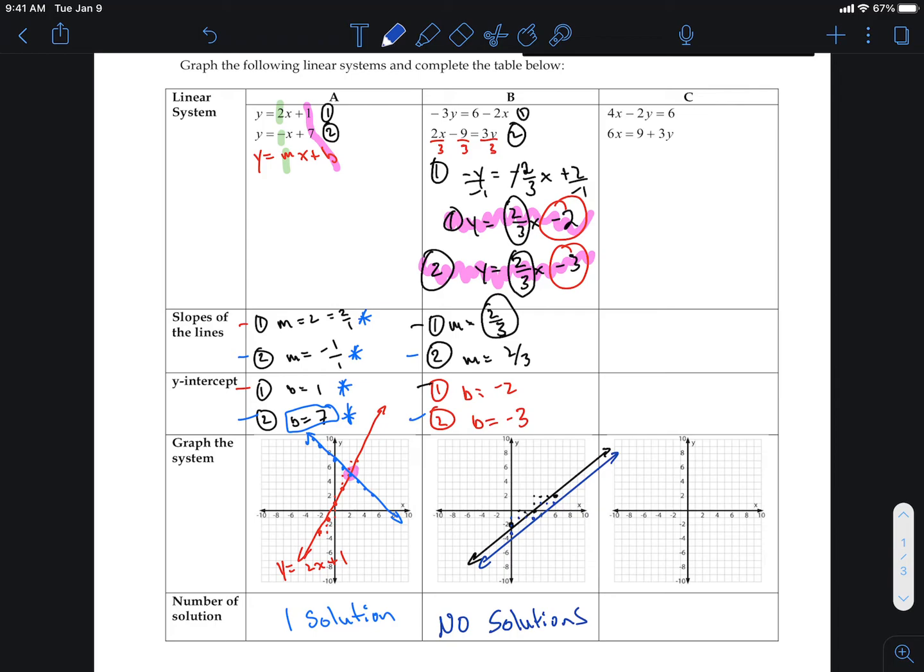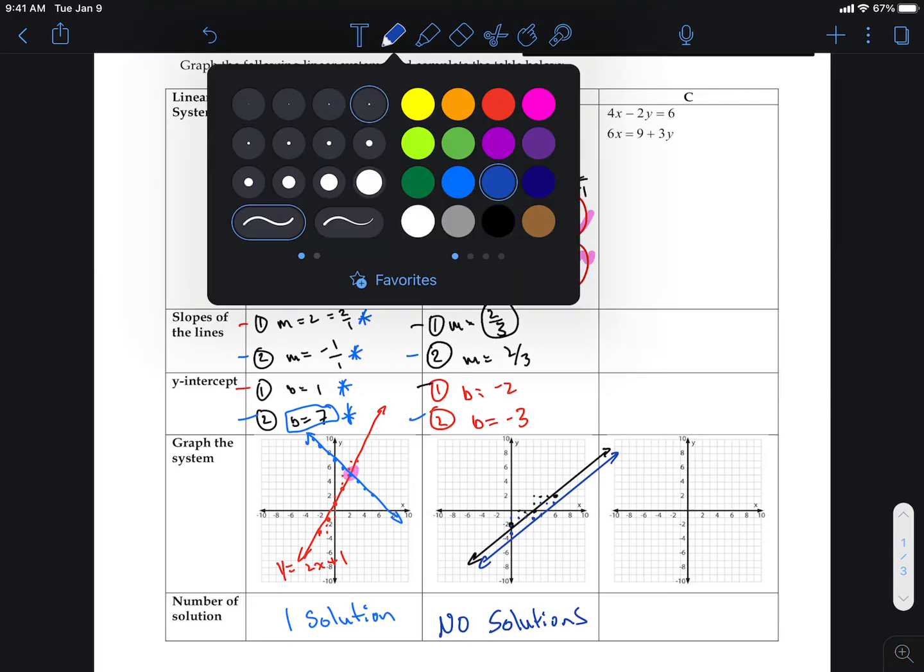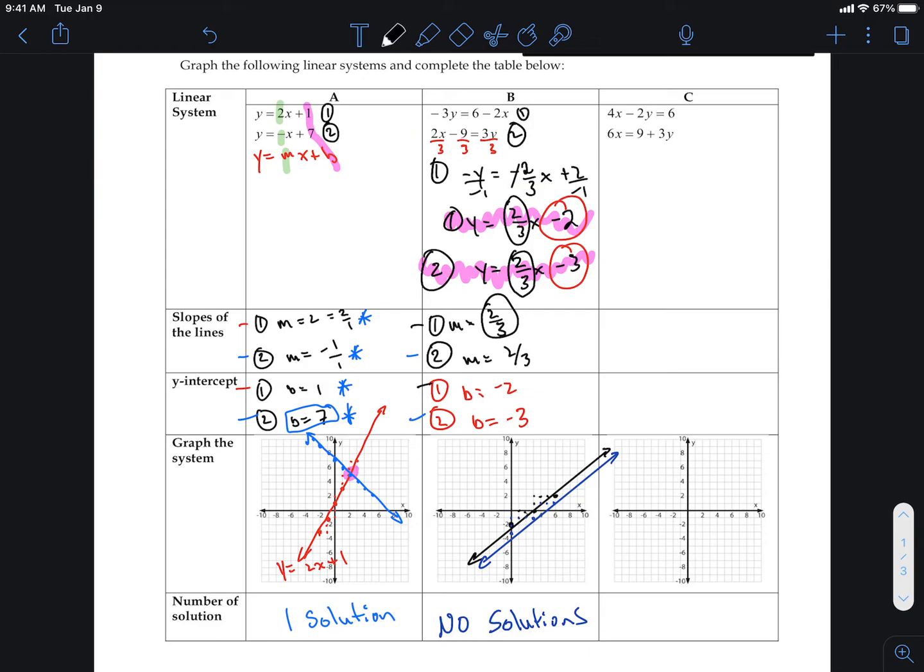They're just lines that go on in both directions forever. They have the same slope, so they're never going to cross. Ergo, you don't get any point of intersection. The last one we could do, again, we're going to have an issue with this, the way it's written.